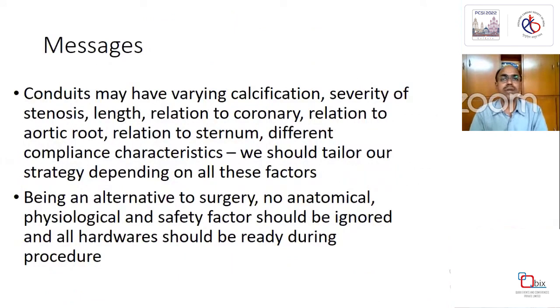So what are the messages from this live in a box presentation? Conduits can have varying degrees of calcification, severity of stenosis, and length. They may have varied relations to the coronary artery and to the aortic root, as well as proximity to the sternum. And conduits may differ in their compliance characteristics, and we have to tailor our strategy depending on the nature of the conduits. Being an alternative to surgery, all anatomical, physiological and safety factors should be followed strictly, and all the hardware should be ready during this procedure.